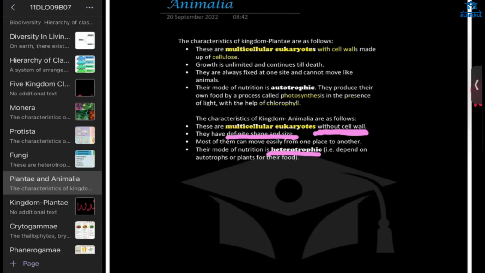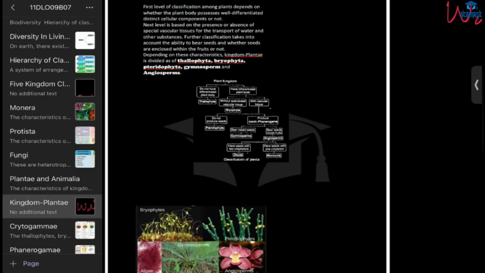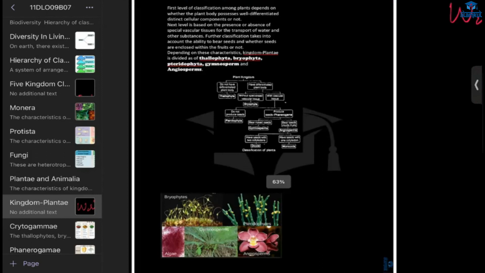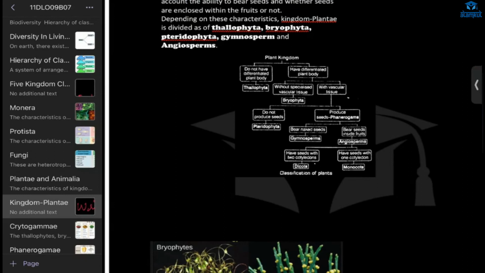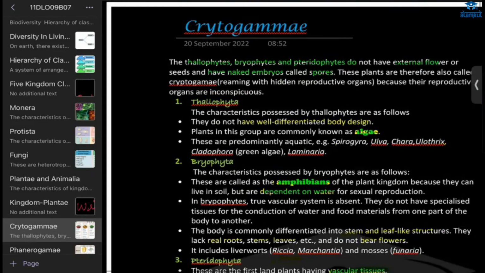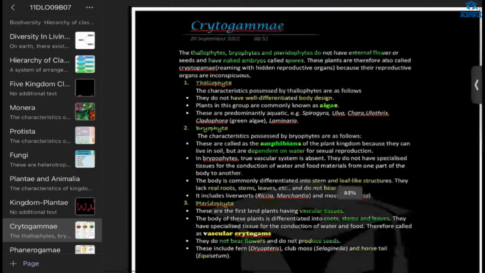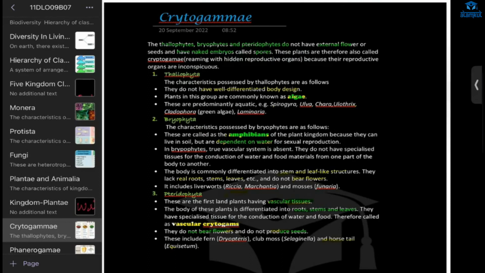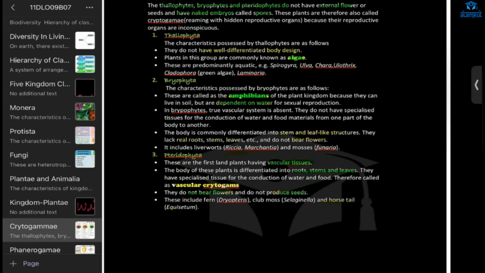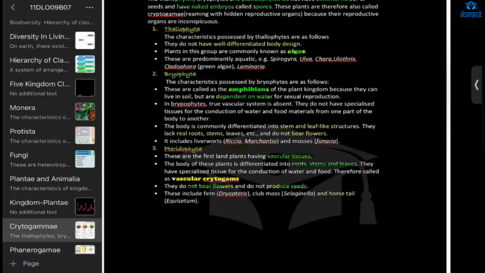After that, we went inside the kingdom Plantae. In that, we have seen the five phyla, right? Thallophyta, Bryophyta, Pteridophyta, Gymnosperm, and Angiosperm. Thallophyta, Bryophyta, and Pteridophyta are called cryptogams, because their reproductive structures are hidden. Thallophyta is also known as algae. Bryophyta are called amphibians of the plant kingdom. Pteridophyta are also known as vascular cryptogams.